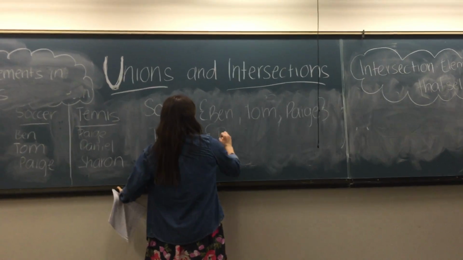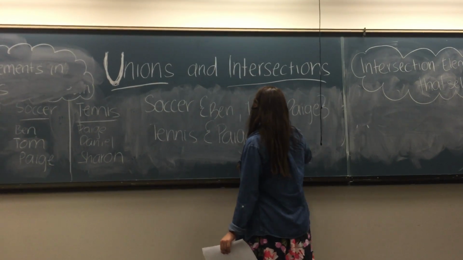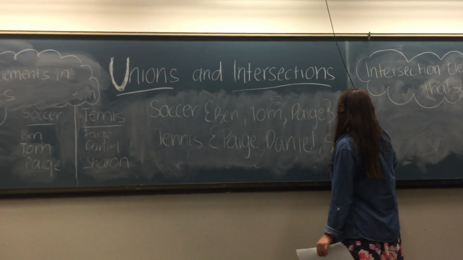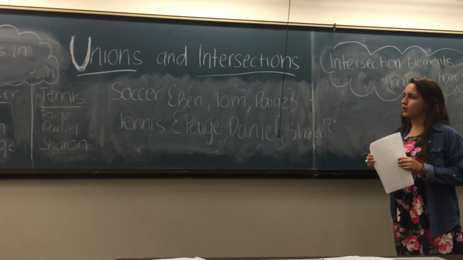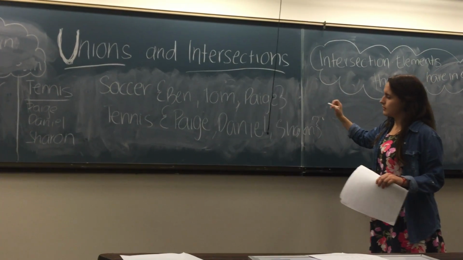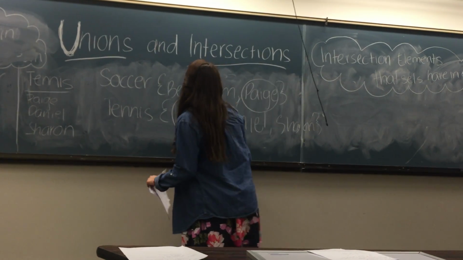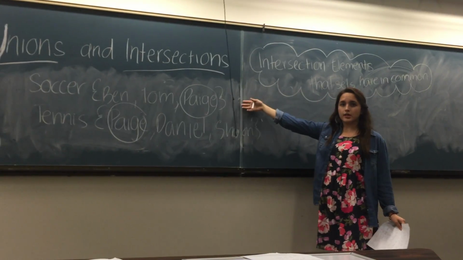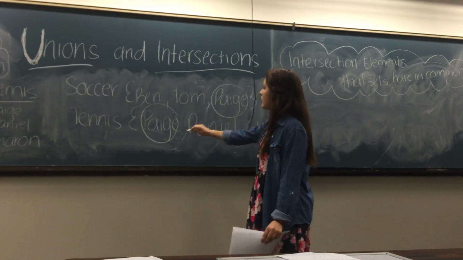So for tennis, we have Paige, Daniel, and Cher. Now, who plays both soccer and tennis? That's right, it's Paige. So Paige would be considered the intersection because both our set of soccer players and our set of tennis players have this player in common.